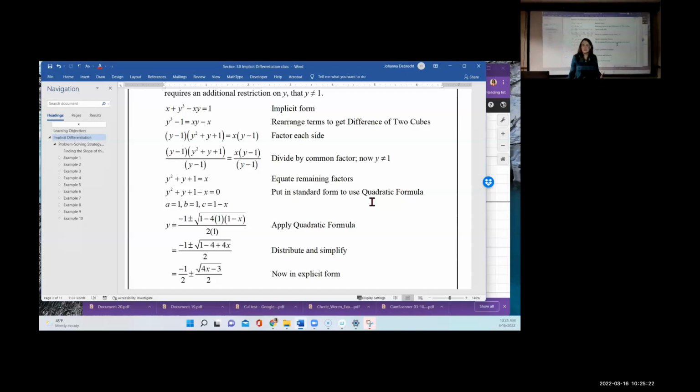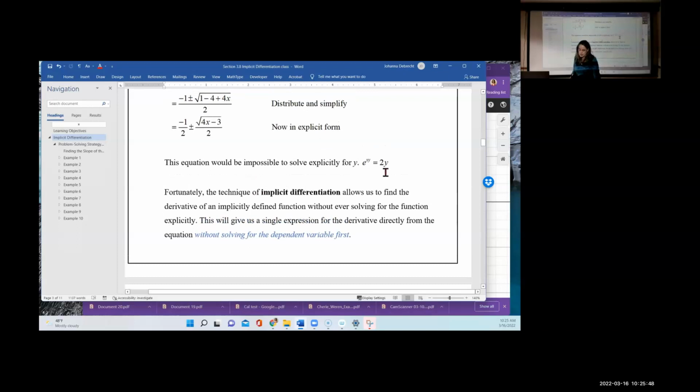And it only worked in this equation because we added the restriction that y cannot equal 1. And it only worked because of the nature of this particular expression. This might not work in other cases. This technique might not work. So we need a way to find the derivative dy dx, even though we're starting from an implicit form.